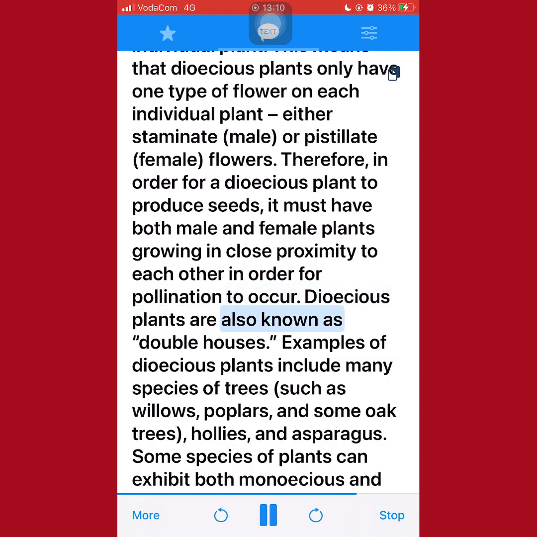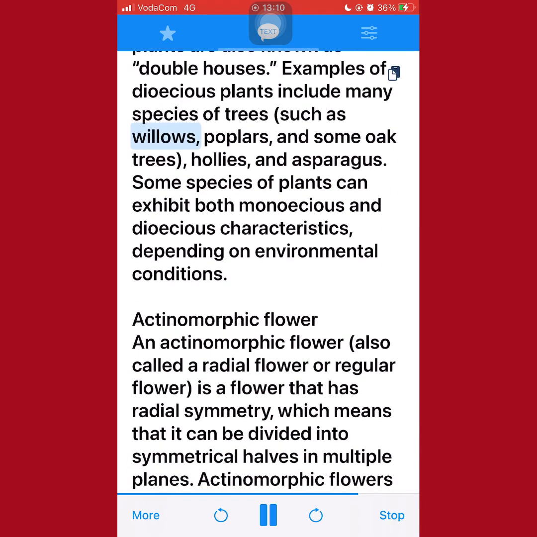Dioecious plants are also known as double houses. Examples of dioecious plants include many species of trees, such as willows, poplars, and some oak trees, hollies, and asparagus. Some species of plants can exhibit both monoecious and dioecious characteristics, depending on environmental conditions.